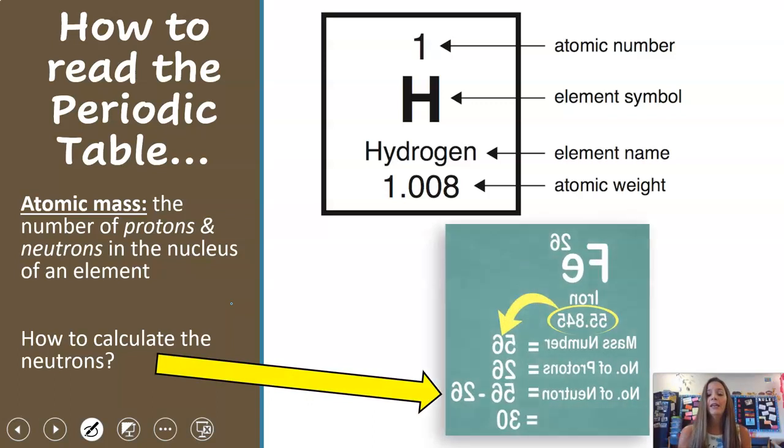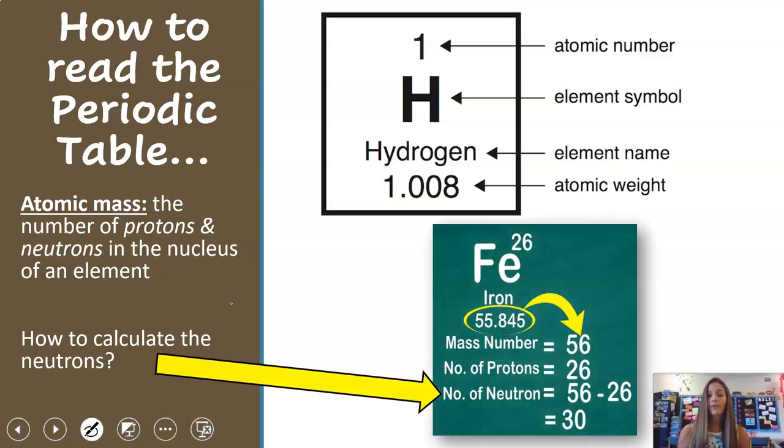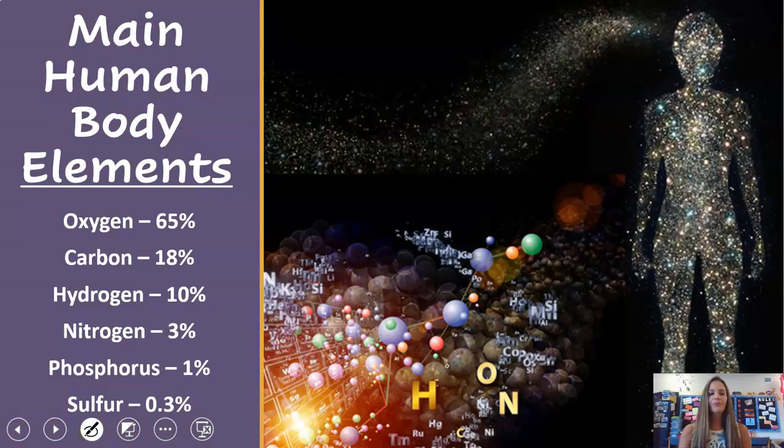How do we calculate neutrons then? You're going to take the mass number. Okay, so iron here is our example. You take the atomic mass, you subtract the number of protons, which is actually the atomic number, and your resulting number is your number of neutrons. And if we also remember, the atomic number is your protons and your neutrons. So in hydrogen, for example, there's 1 proton and 1 neutron.